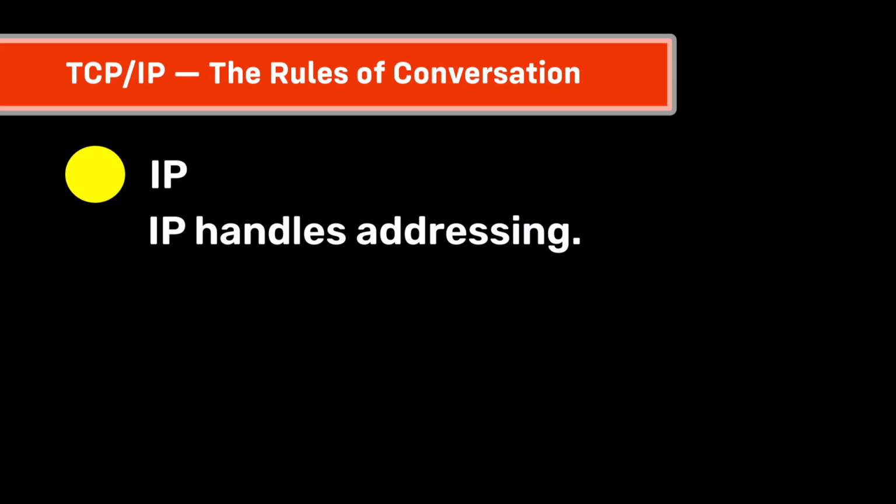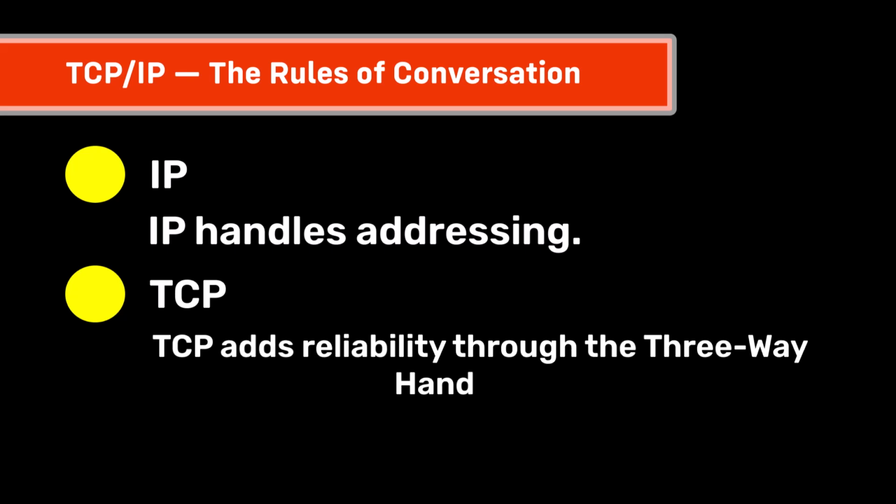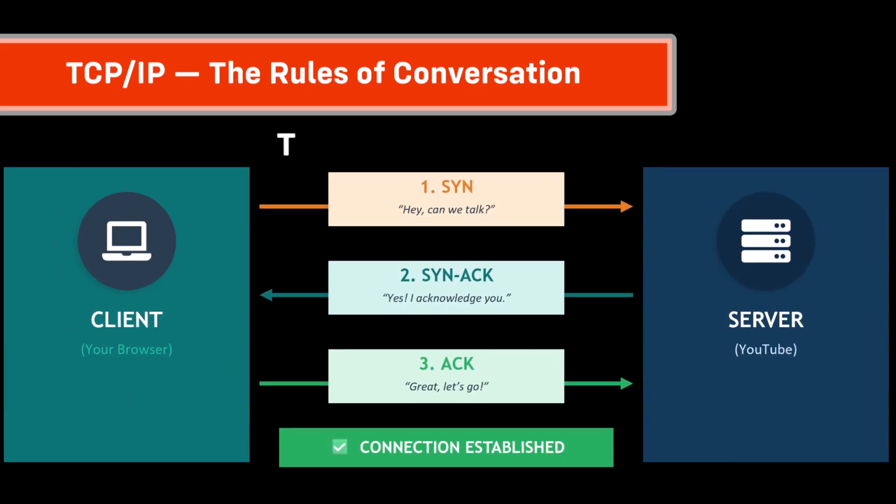So IP here is like a postal service. It knows addresses and tries to deliver your package, but it doesn't guarantee delivery, doesn't track the order of packages, and won't tell you if something got lost. This is where TCP comes in. TCP sits on top of IP and adds reliability to it. It guarantees that data arrives completely, in the right order, without errors. How is this possible? Through something beautifully called a three-way handshake.